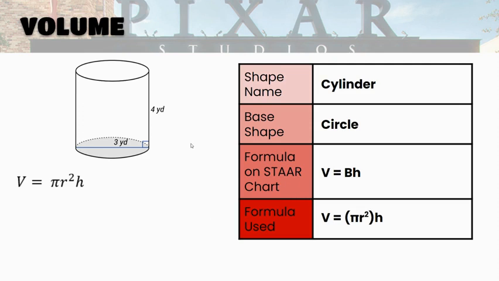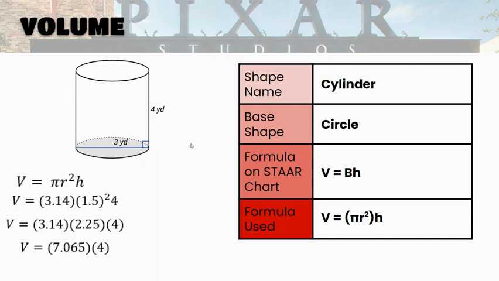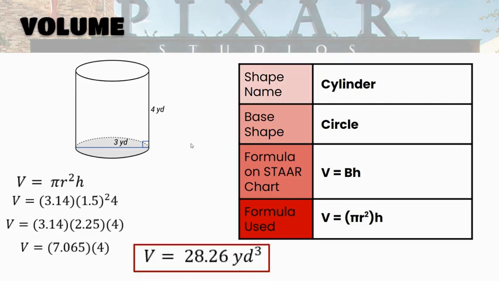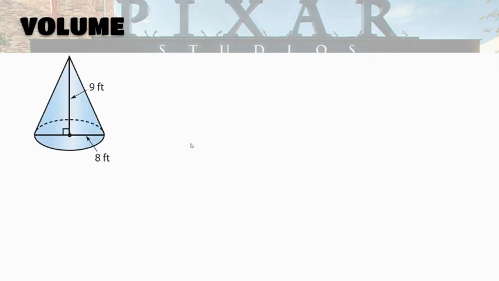So 3 divided by 2 is 1.5. Now I can plug into the formula, so I have 3.14, which you will use for pi, times 1.5 squared times 4. Well, 1.5 squared is 2.25, times 3.14 is 7.065, times 4 is 28.26 yards cubed. Once you have the correct formula, this should be pretty straightforward, as in it's just typing it into the calculator.